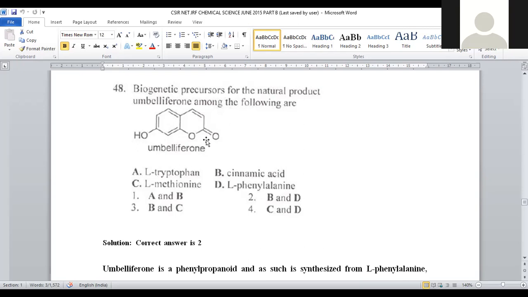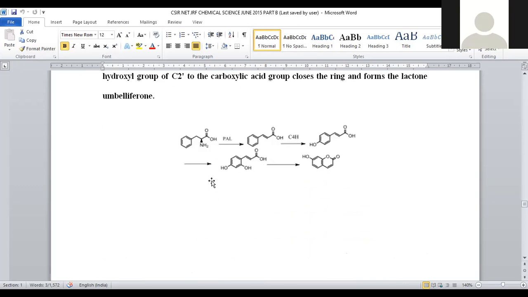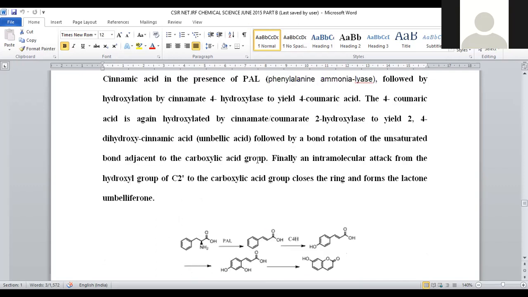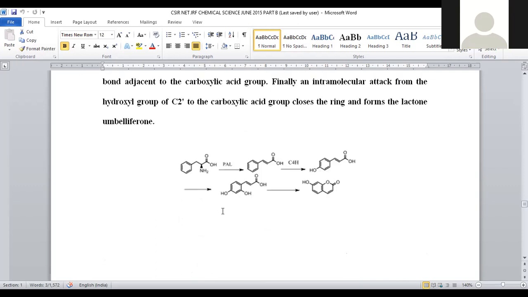This coumarin biosynthesis proceeds with the shikimic acid pathway, where the starting material will be phenylalanine. This is a kind of alpha amino acid. Now it is treated with the enzyme called phenylalanine ammonia lyase. PAL stands for phenylalanine ammonia lyase enzyme, so that there is an origination of a carbon-carbon double bond. Later, it will be hydroxylated and dihydroxylated and get cyclized. There is a formation of this umbelliferone as the final product.